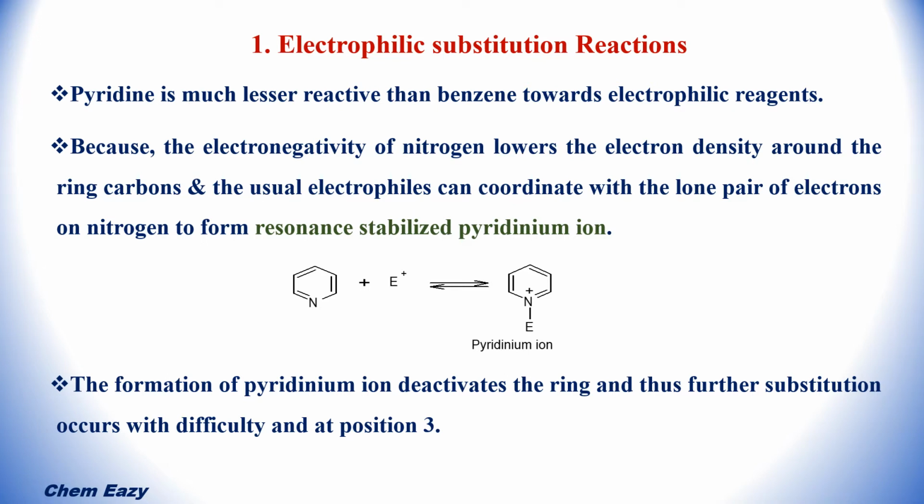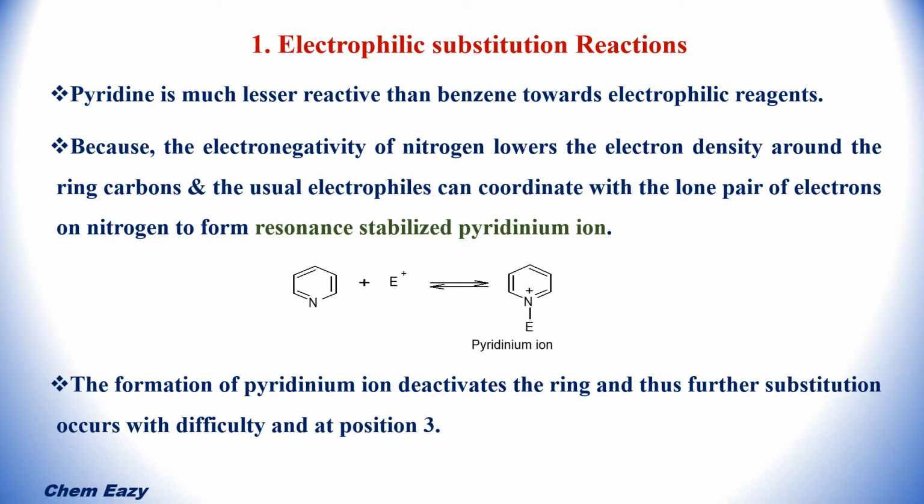First one is electrophilic substitution reactions of pyridine. Pyridine is much less reactive than benzene towards electrophilic reagents because the electronegativity of nitrogen reduces the electron density around the ring carbons, and the usual electrophiles can coordinate with the lone pair of electrons on nitrogen to form resonance stabilized pyridinium ion, that is pyridinium cation, which is shown here. The electrophile coordinates with the lone pair of electrons on nitrogen and forms this pyridinium cation.